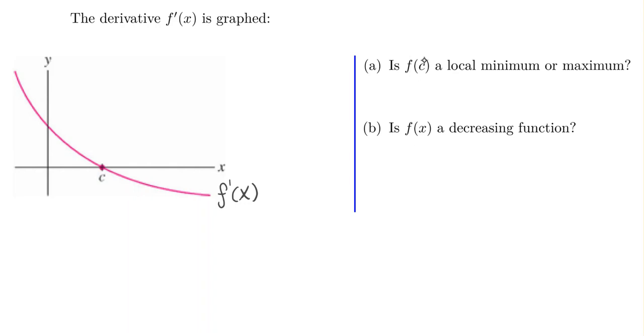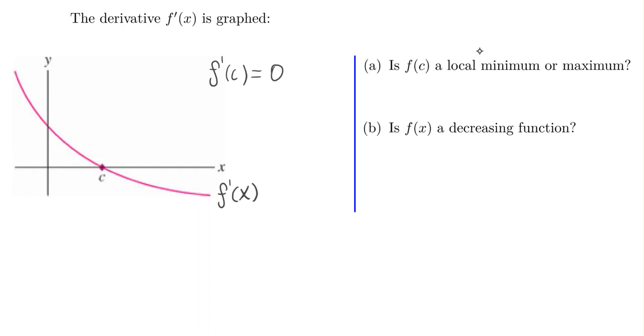Since we're interested in part A of f of c, let's look at c. We'd want to remember that this graph is actually the graph of the derivative. So we know that f prime at c, since it crosses the x-axis at c, the derivative at c must be equal to 0.